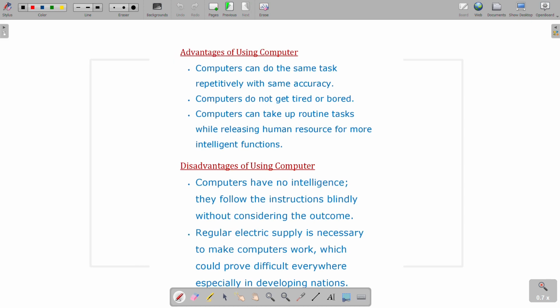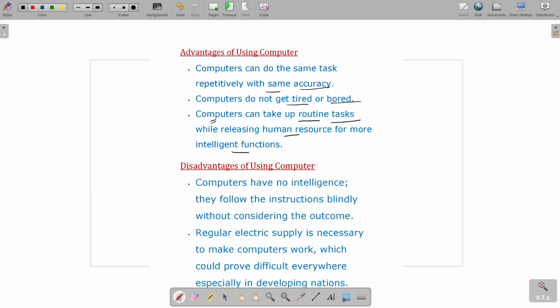Next, advantages and disadvantages of using a computer. Almost all of this you know already, just have a look at it. Computers can do the same task repeatedly with the same accuracy. Already we have discussed this part, and it will not get tired or bored, and it can take on routine tasks without boredom, while releasing human resources for more intelligent functions. So repeated kinds of work we can use the computer for, and for the remaining purposes we can use human resources. So these are the advantages of a computer.